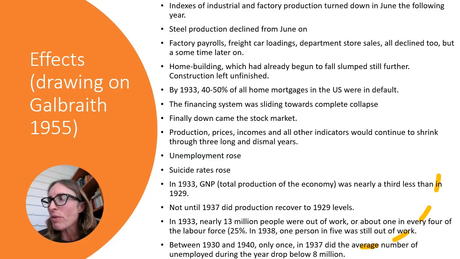And in 1933, nearly 13 million people were out of work, about 1 in every 4 of the labour force, 25%. Even in 1938, 1 person in every 5, 20%, were still out of work. So it really did have a massive effect on unemployment. Between 1930 and 1940, only once in 1937 did the average number of unemployed drop. The drop for that year being to below 8 million.